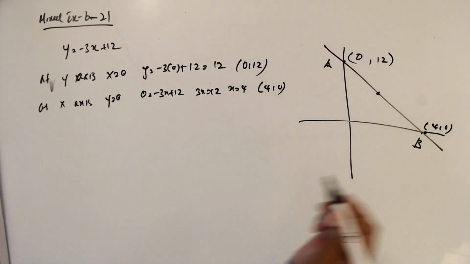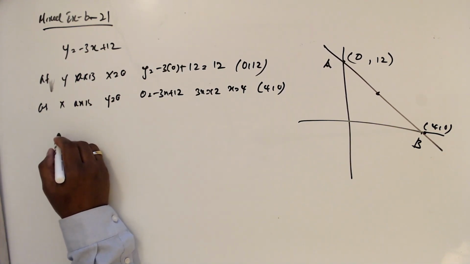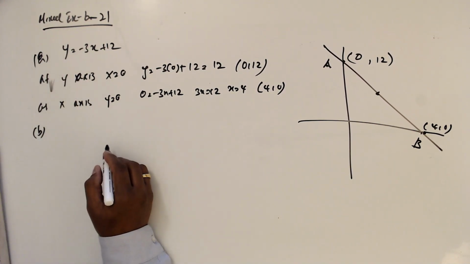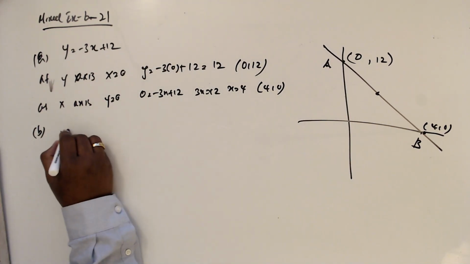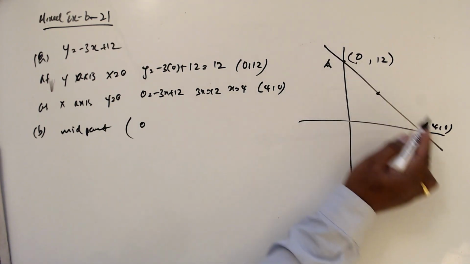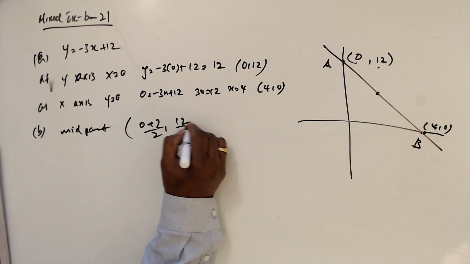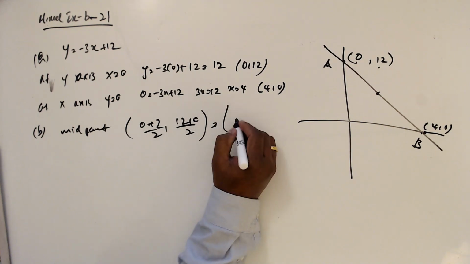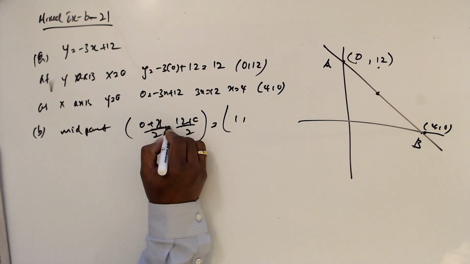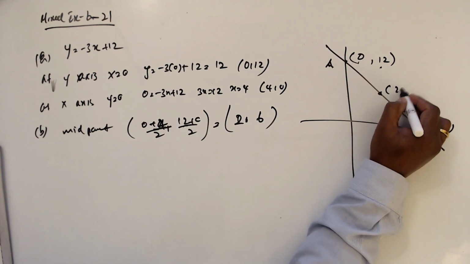Now we need the midpoint. Part B is the midpoint. We can easily find the midpoint: (x1 plus x2) divided by 2 and (y1 plus y2) divided by 2. So this is 4, so this is 2 and 6. So the midpoint is (2, 6).